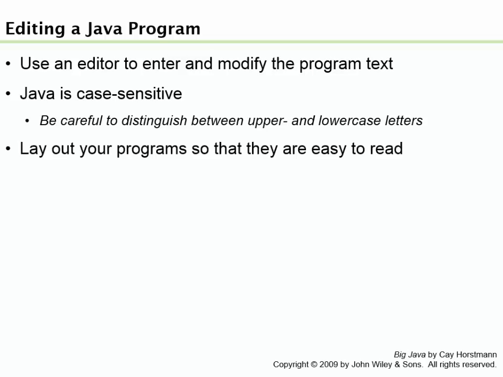Another thing you want to do when you're programming Java is lay out your programs so that they're easy to read. Again, there's two audiences: the human audience and the compiler. So for us mere humans, you need to lay out your program in a consistent fashion. Make it easier to read.